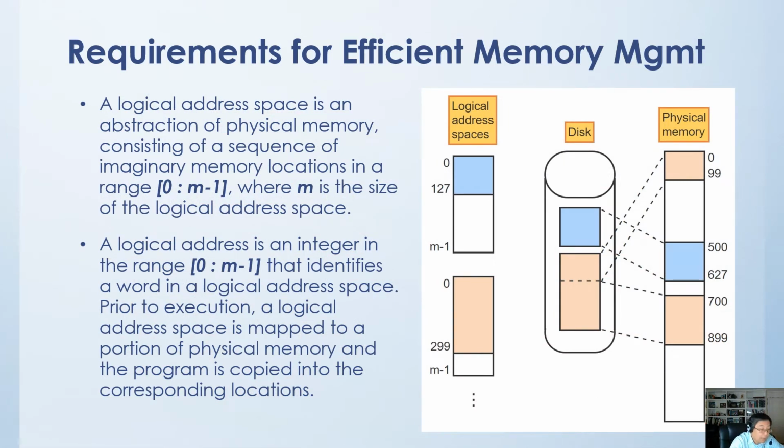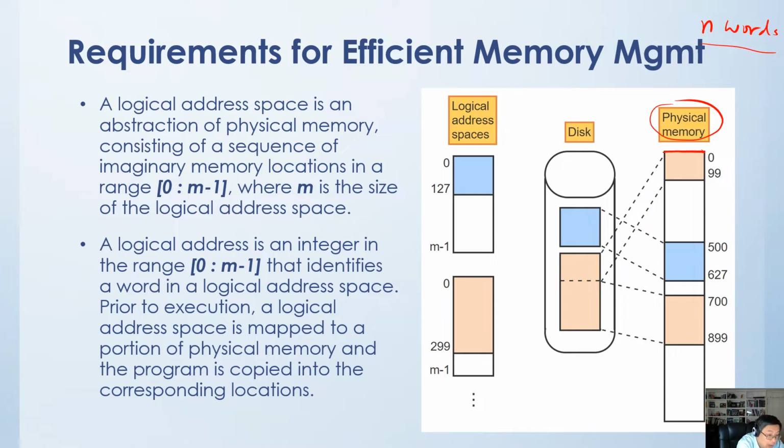A computer system has a single physical memory, and that single physical memory has a fixed size. We measure the physical memory using the word, which is the smallest measurable unit for the physical memory. For example, in this case, this physical memory has n words. Now, each word could be 4 bytes or 8 bytes or 1 byte.